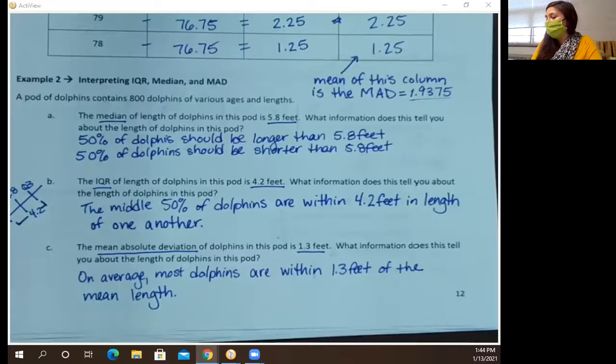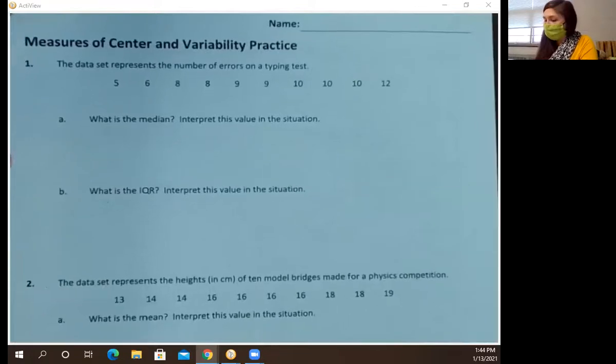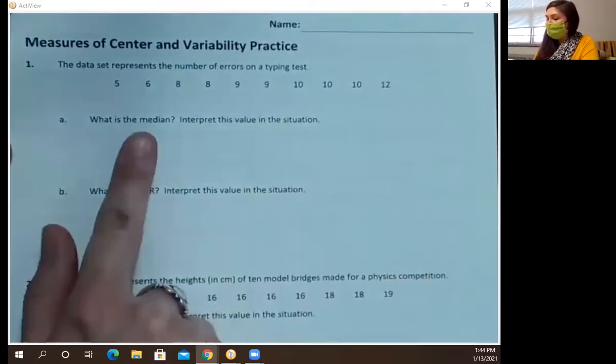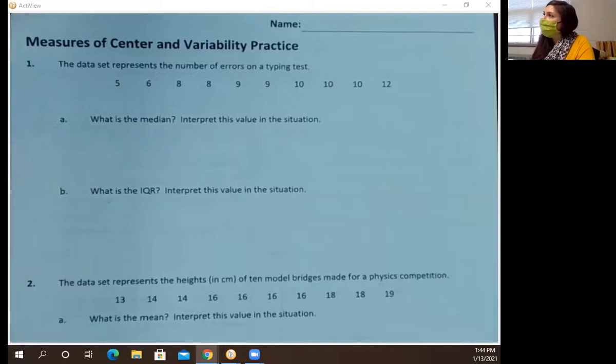Okay. So your homework for today is on page 13. I just want you to worry about problems 1 and 2. You have a data set, and I'm asking you to find a couple of measures and then tell me what they mean in the context of that problem, similar to what we just did with our dolphins, okay? Just 1 and 2 on page 13. There's a list of some Khan Academy exercises at the bottom. You do not need to worry about those for tonight.